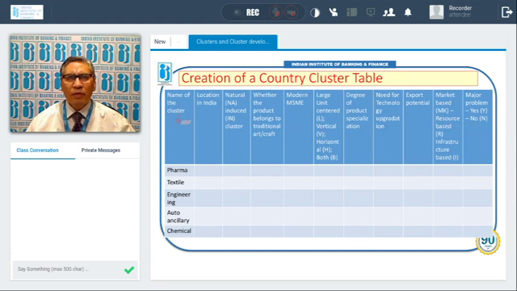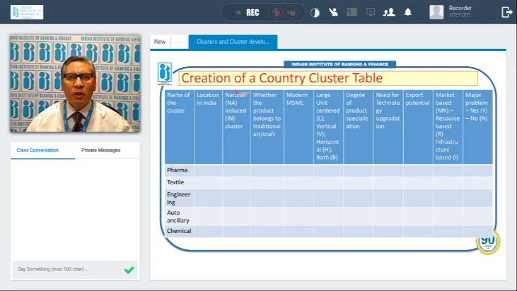First item is the name of the cluster. The name of the cluster can be pharma cluster, textile, engineering, auto ancillary, chemical, or any other, whatever industry or MSME unit the entrepreneur wants to set up. Where is the location? This location is available on the Ministry of MSME website. Also, these locations we can find out. You can browse the UNIDO website also. So there are industries of MSME available to help in this area.